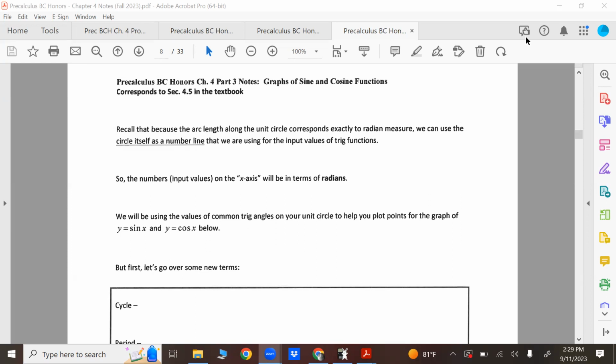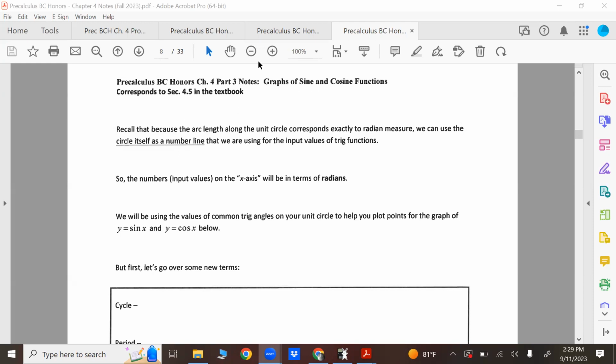We're just going to focus on sine and cosine graphs. Let me read some of the fine print here, and then we'll start filling out the table below. So arc length. The arc length along the unit circle corresponds to the exact radian measure. We talked about that, right? If you have an arc that's the same length as the radius, then the central angle will be 1 radian. That's how 1 radian is defined. And so we can use the circle itself as a number line. If you took the unit circle and unraveled it, that would be like a number line. And that's how we go about graphing sine and cosine. I'll talk about that in just a little bit.